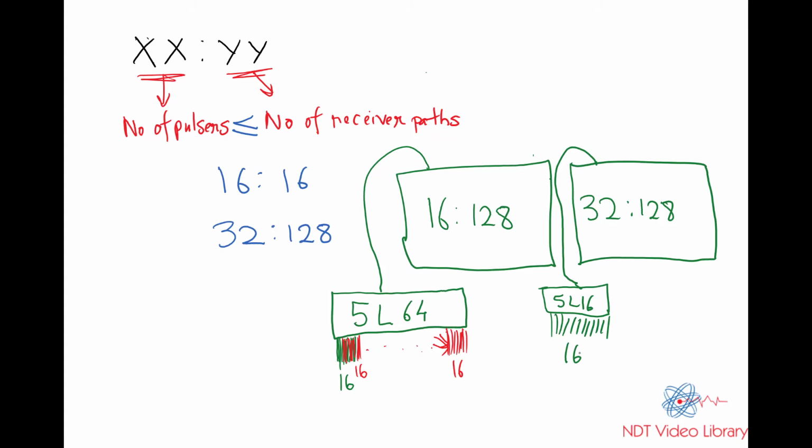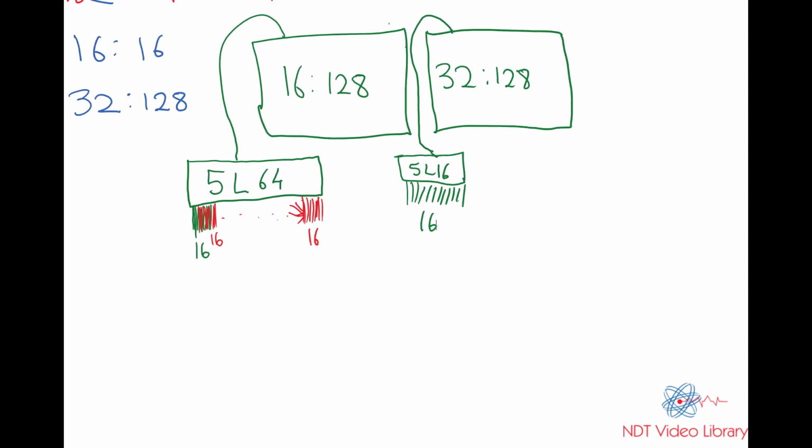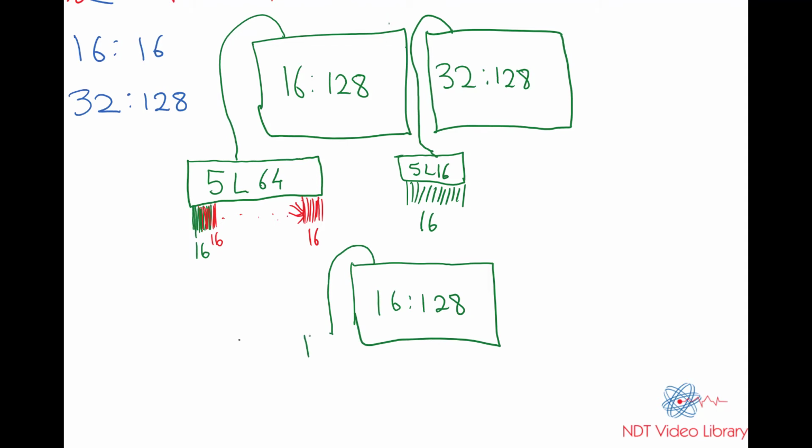So in your case, when you use two 5L16s at the same time, you're fine with a 16/128 instrument as long as you use a splitter and connect those two 5L16s to it. You don't really need a 32/128, but you could use one if you want to use a higher number of elements at a time.